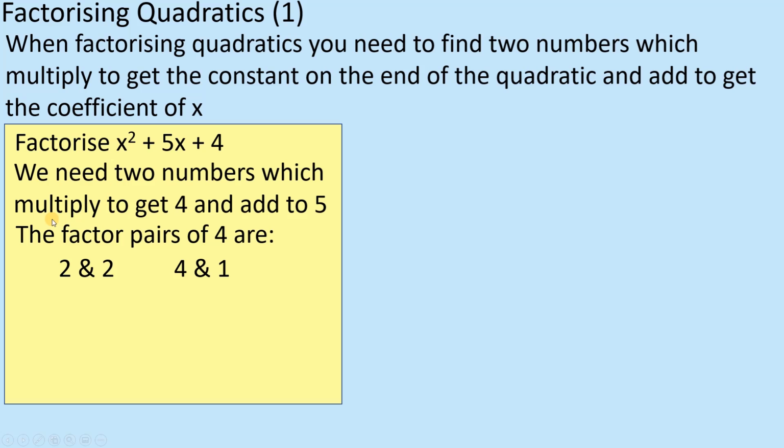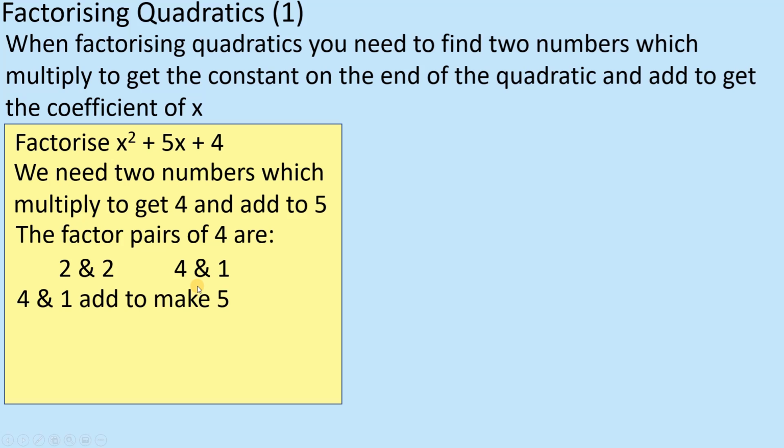So the factor pairs of 4 are 2 and 2 and 4 and 1. Like I mentioned, it could be minuses, but it's not in this particular case because we've got a +5 here as well. I'll talk to you about that in a little bit. But it's going to be 4 and 1, isn't it? Because 4 and 1 also make 5. So they're the two numbers.